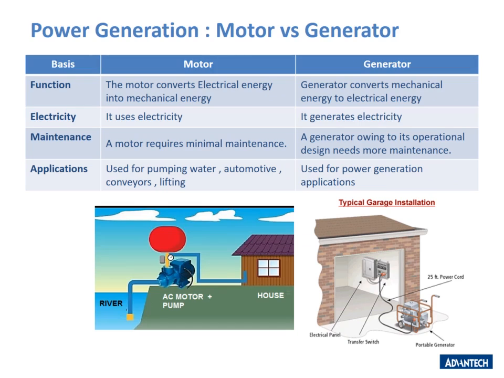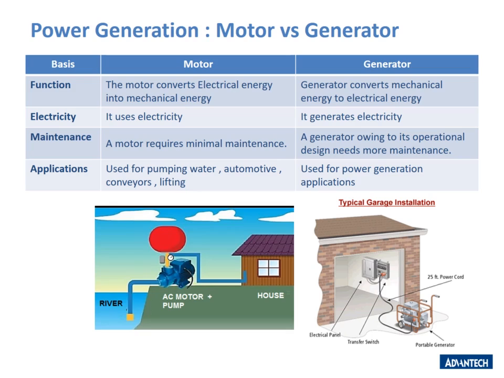Now we will also explain the difference between a motor and a generator. The motor converts electrical energy into mechanical energy. For this, it uses electricity to work. Motors are used for pumping water, automotive, conveyors and lifting. In the application below, the motor is coupled to a pump to extract the water from the river, and provide the house with water.